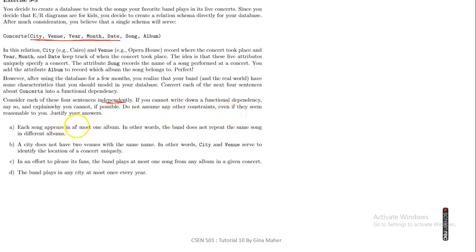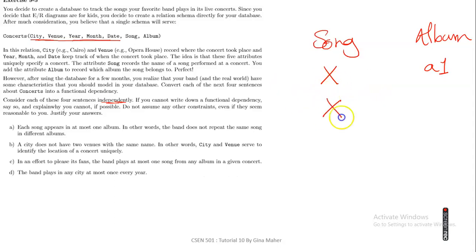Let's start with the first one. Each song appears in at most one album. In other words, the band does not repeat the same song in different albums. So if we have song and album, if I have song X, it should belong to only one album, for example, A1. If in the table there is another record of song X, it should always belong to the same album.